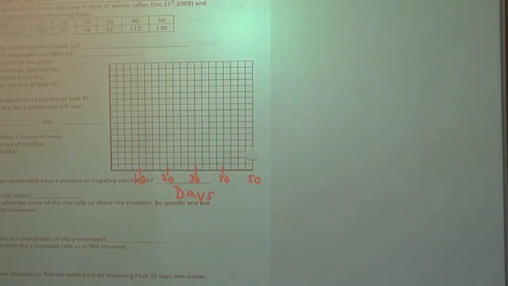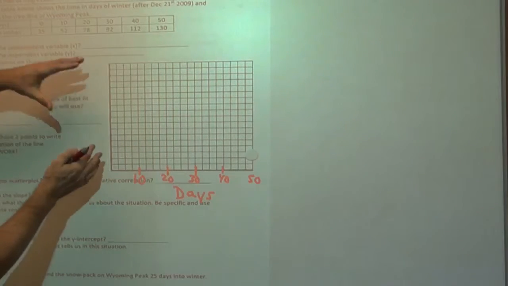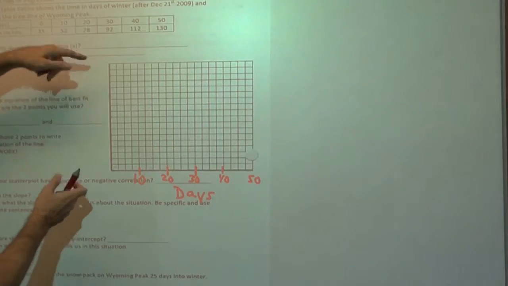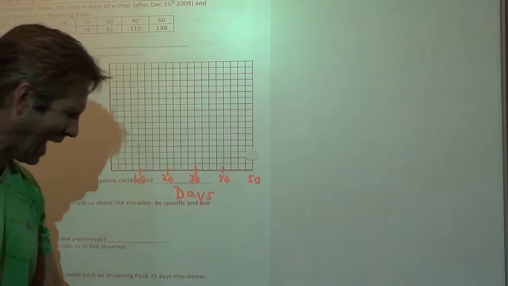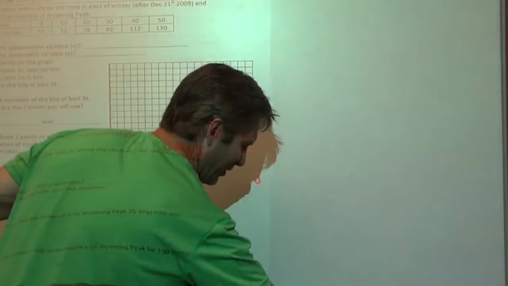Okay, then on the y-axis, we have to go up to 130. We only have 18 squares, roughly 20 squares. 130 divided by 20 is 6.5. That's a weird number. So maybe we'd go by, we've got to go by more than 5. We could go by as many as 10, and might as well make it easy on ourselves. Let's just go by 10.